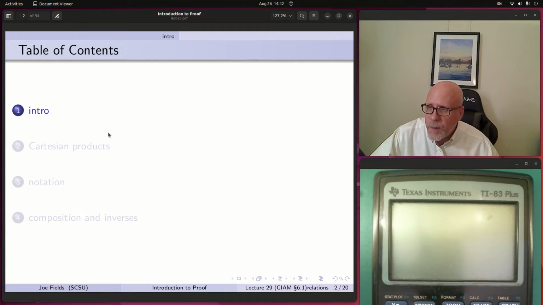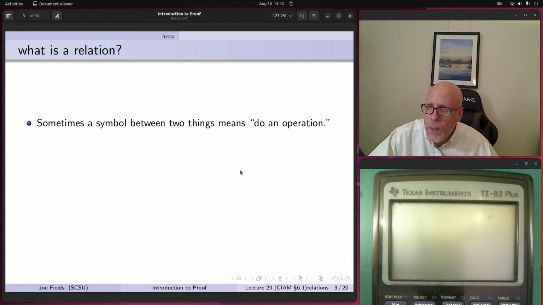Here's the outline for today. We're going to have some introductory remarks. Then, in this attempt to get more rigorous, we'll define Cartesian products and talk about how to view relations in that context. Then we'll go over notation, and finally, some things you're familiar with from dealing with functions, composition of functions, and inverses of functions. Those are well-known operations in the functions world. They have their versions in the relations world.